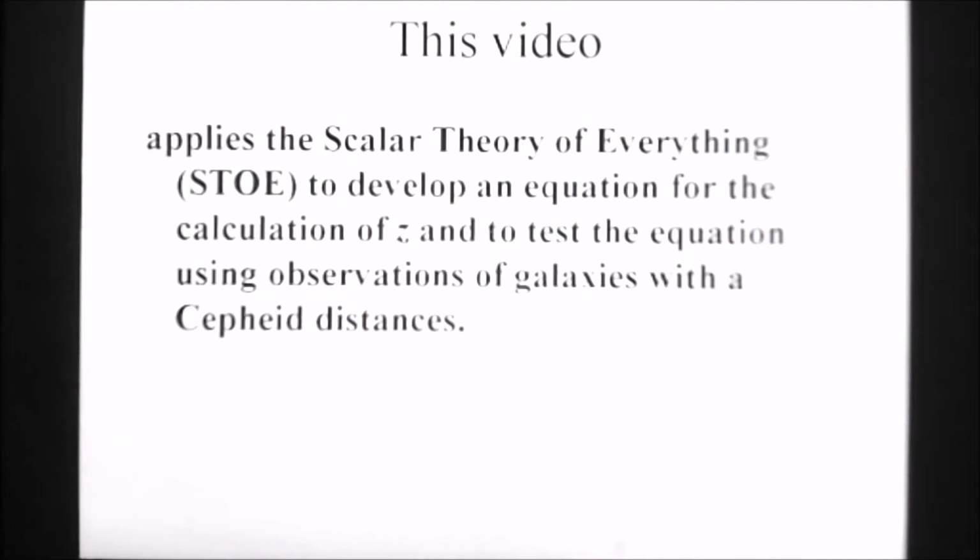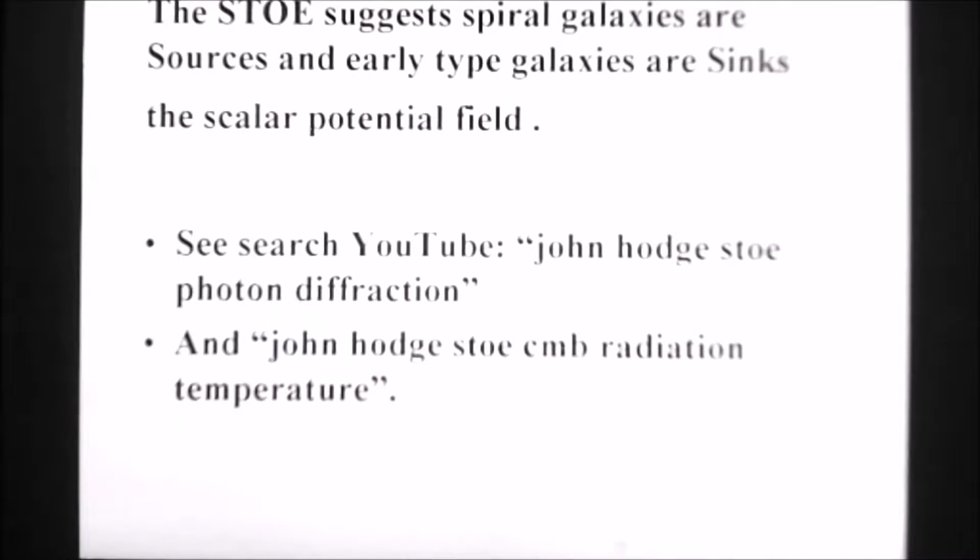This video applies the scalar theory of everything to develop an equation for the calculation of z and to test the equation using observations of galaxies with Cepheid distances. The STOE suggests spiral galaxies are sources and early type galaxies are sinks of the scalar potential field. You may search John Hodge STOE, photon diffraction, and others for backup here.